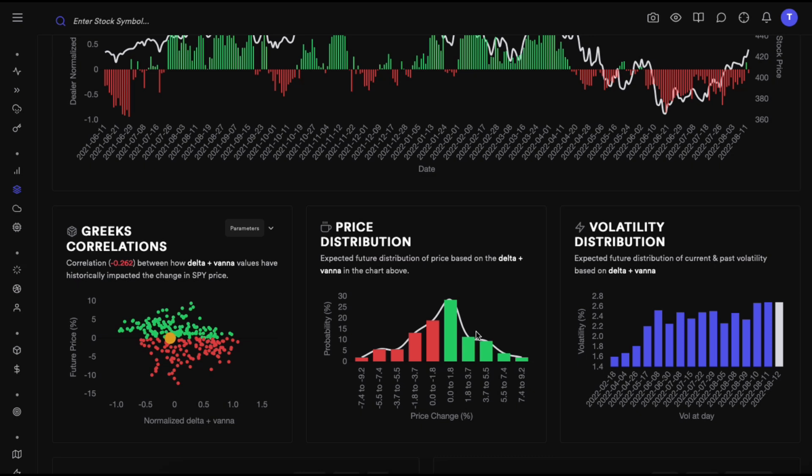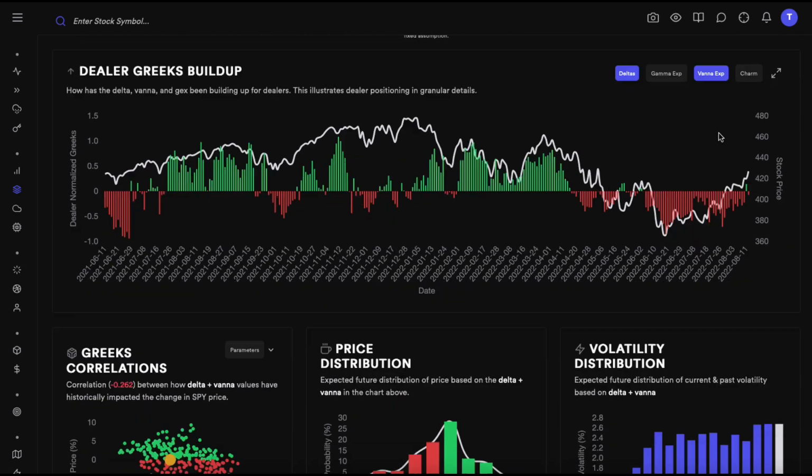Obviously, this chart is going to change, because this delta plus Vanna can go from this yellow dot all the way to this yellow dot. It can change significantly when new flows come in every day. So you need to be able to look at these distributions every day to see how they are changing. This is where we stand right now. But if this yellow dot changes, then we are going to have a completely different distribution for the next 10 days. But given where we are at right now, we are expecting a price increase.